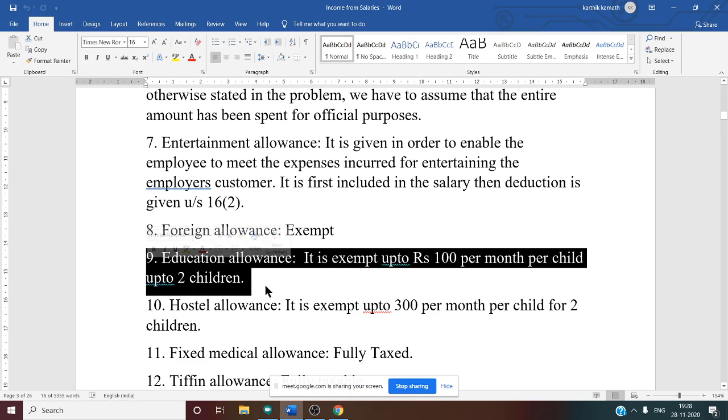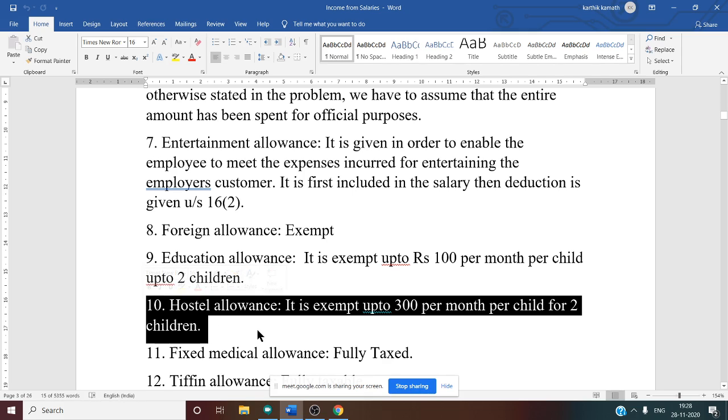Education allowance, very important. It is exempt up to 100 per month per child, up to two children. Suppose your expenditure is 300 per month per child, you get a benefit of only 100, and the remaining 200 is taxable. Suppose you have three children, then only two children are exempt up to 100, and the remaining child is taxable.